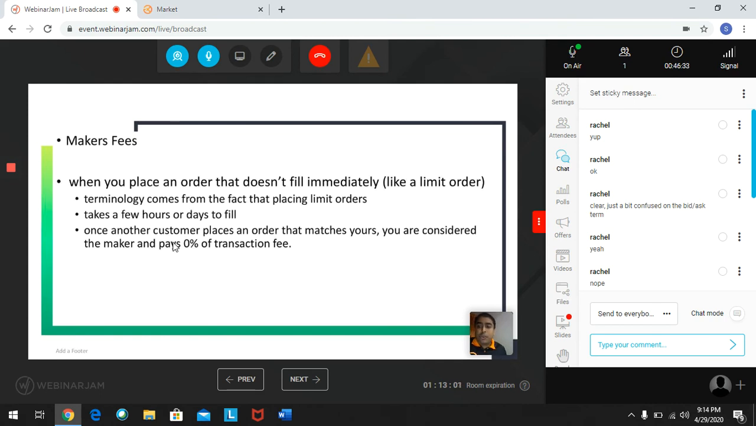A limit order could take a few hours to match, or probably days for the price to match. Imagine last week when the Bitcoin price was a bit quiet. In the tokenized platform, if a customer places a limit order, there is 0% transaction fee.